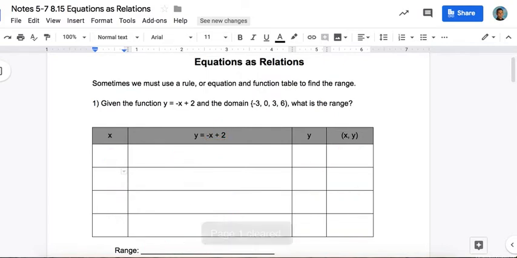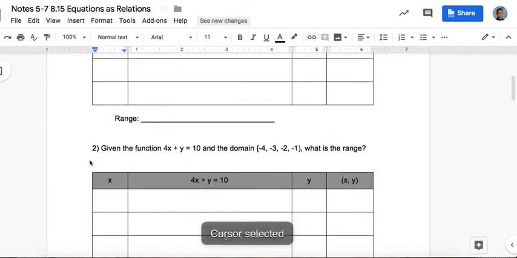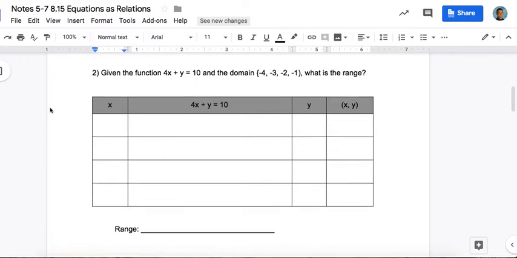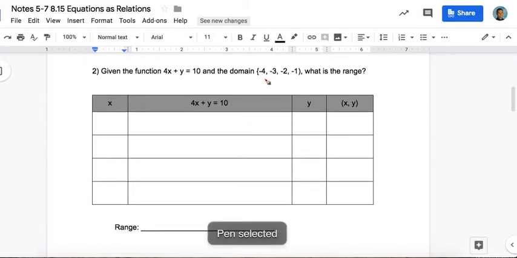Okay, let's look at example number 2. Now, this is a little bit different because my x and y are on the same side. So watch what happens here. My domain is negative 4, negative 3, negative 2, negative 1. I want to know the range. And here's my function, 4x plus y equals 10.